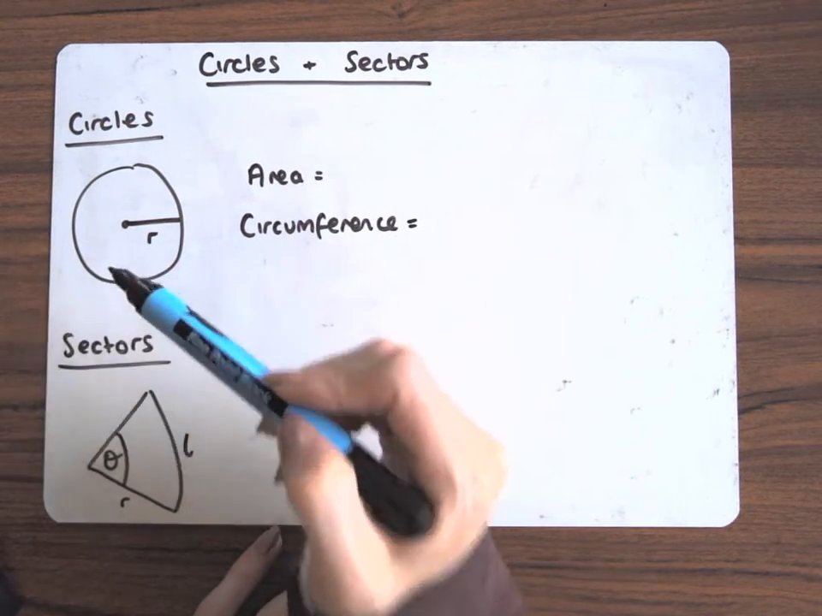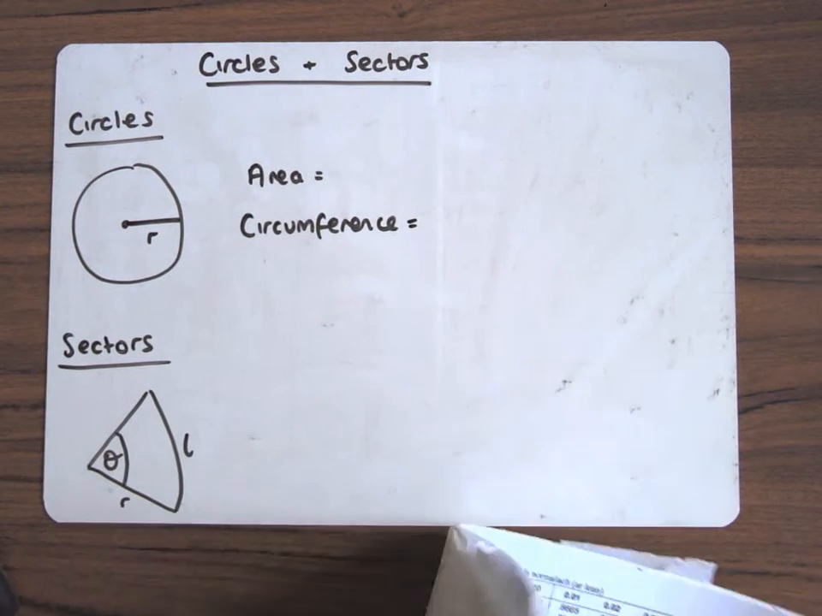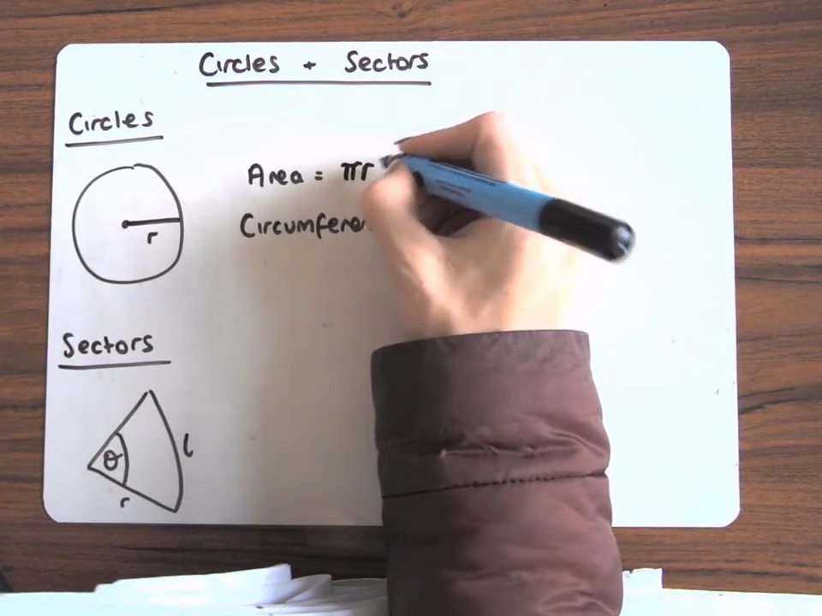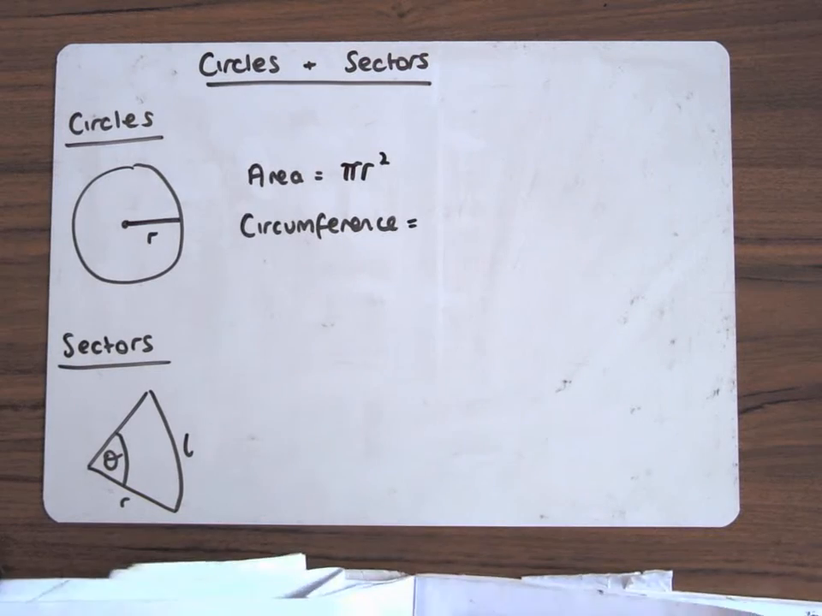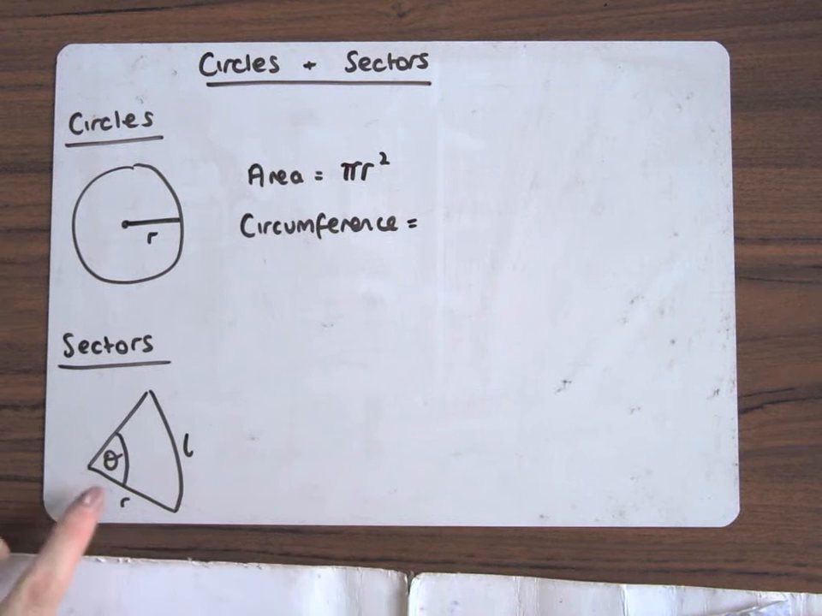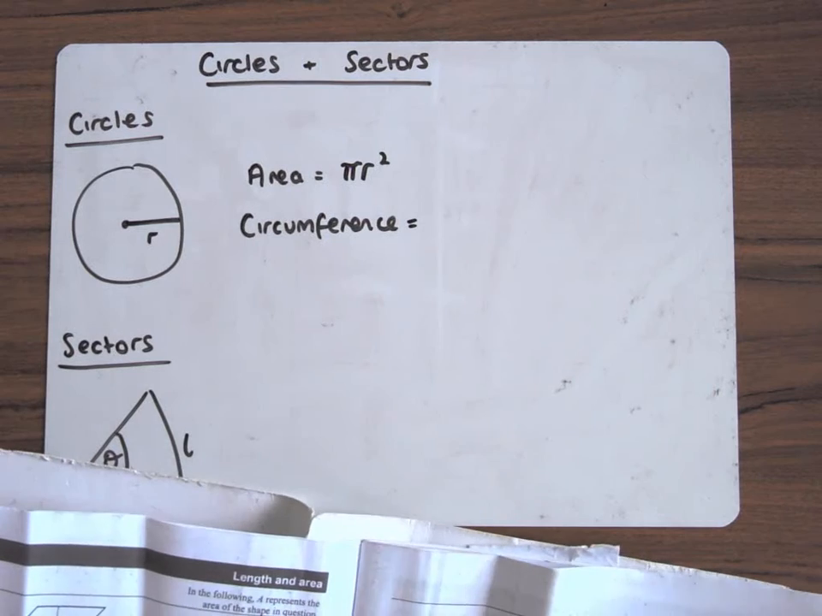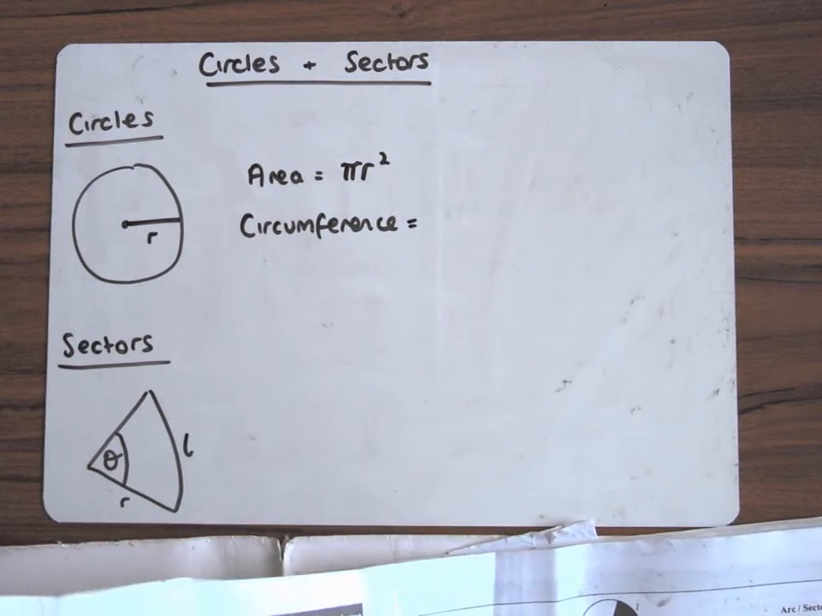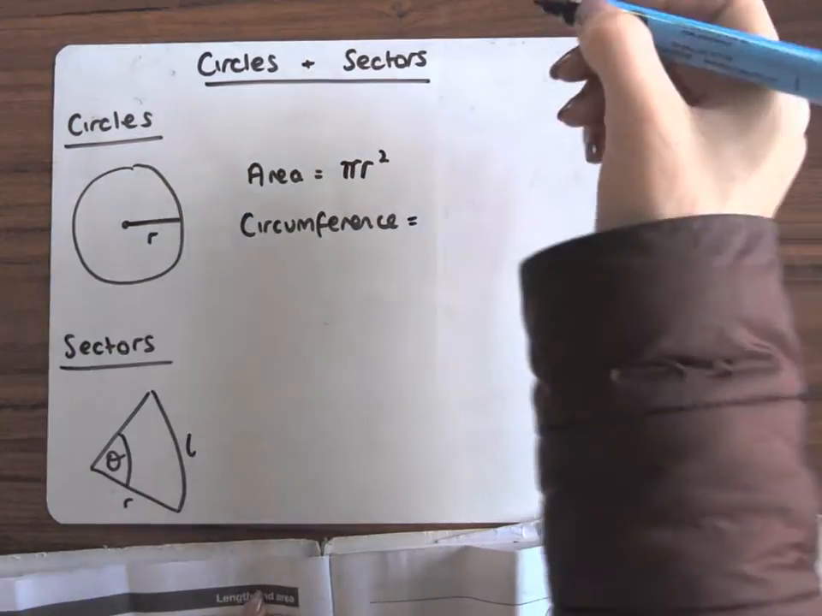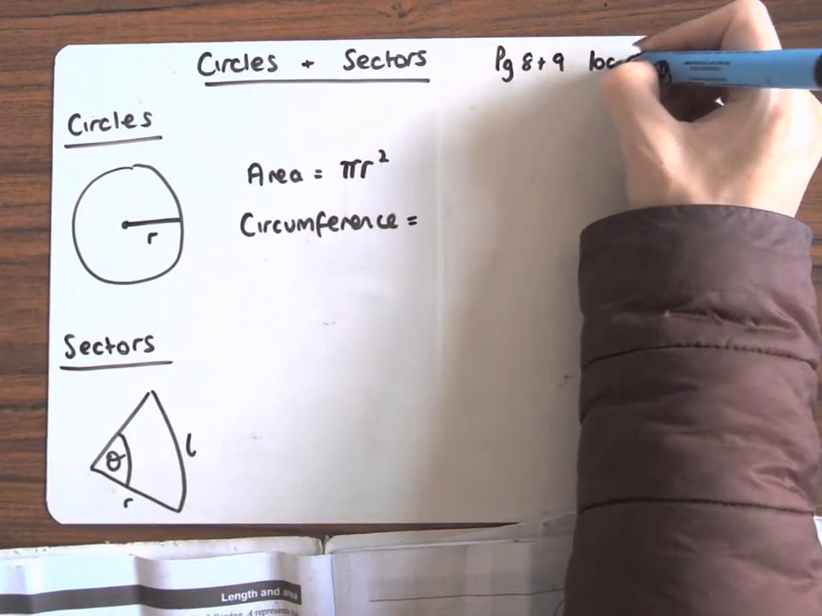Can you remember what your formula is for area? Pi r squared, lovely. Pi r squared. Down here, we'll get to that in a minute. That's theta. Don't worry about that yet. And this is on page 8 and 9 of your log tables.